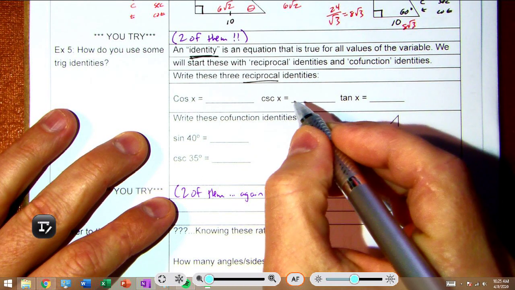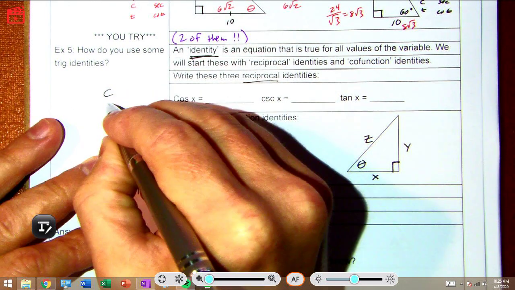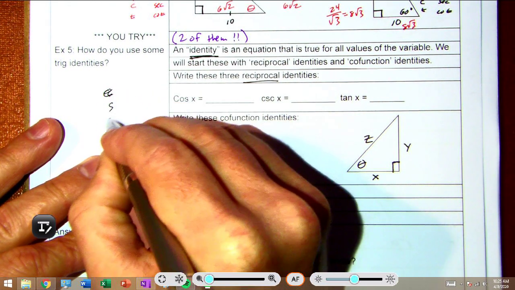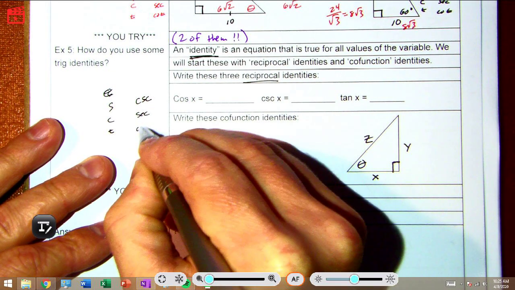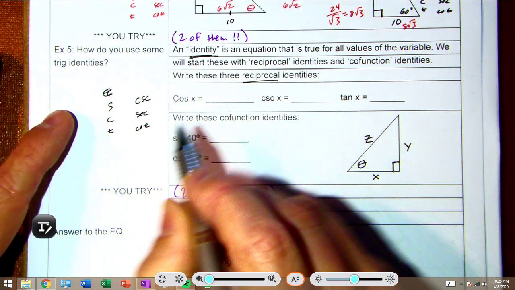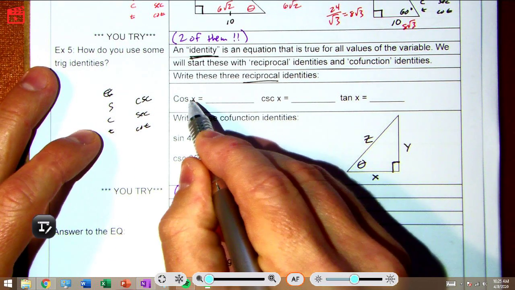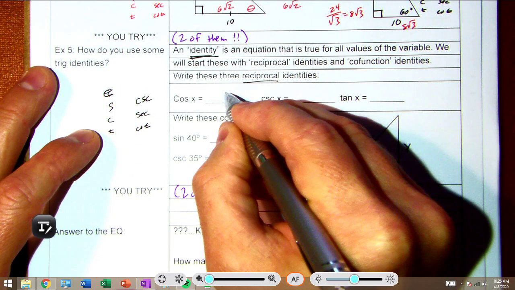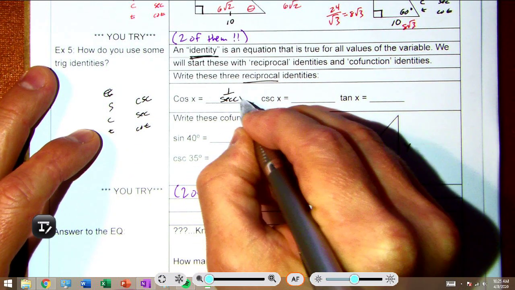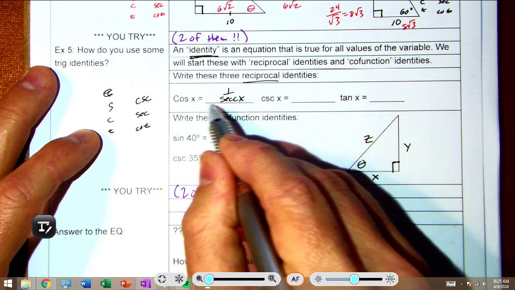If you remember from the very first page in this section, sine, cosine, and tangent have cosecant, secant, and cotangent as their reciprocals. So if you remember this six-way grid right here, you can always go backwards and forwards. So what's the reciprocal identity for cosine? Well, the reciprocal is 1 over secant of x. You see how that's a reciprocal? This is an identity. That means this is always going to be true.